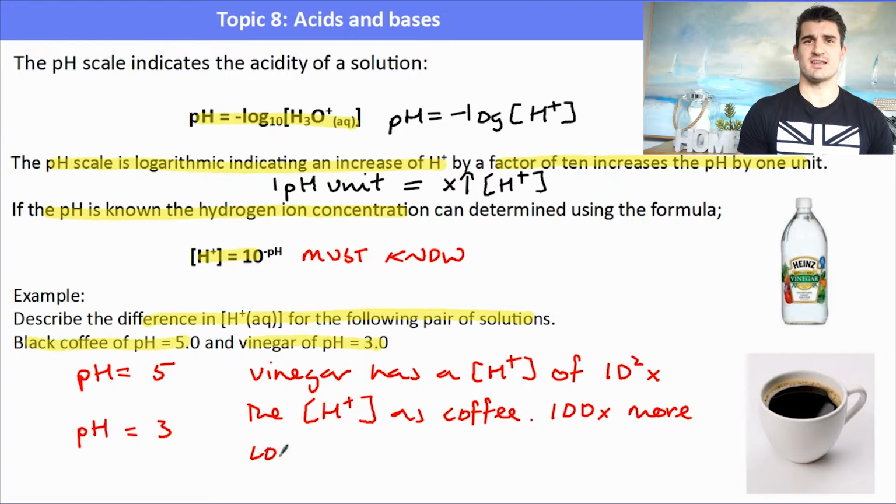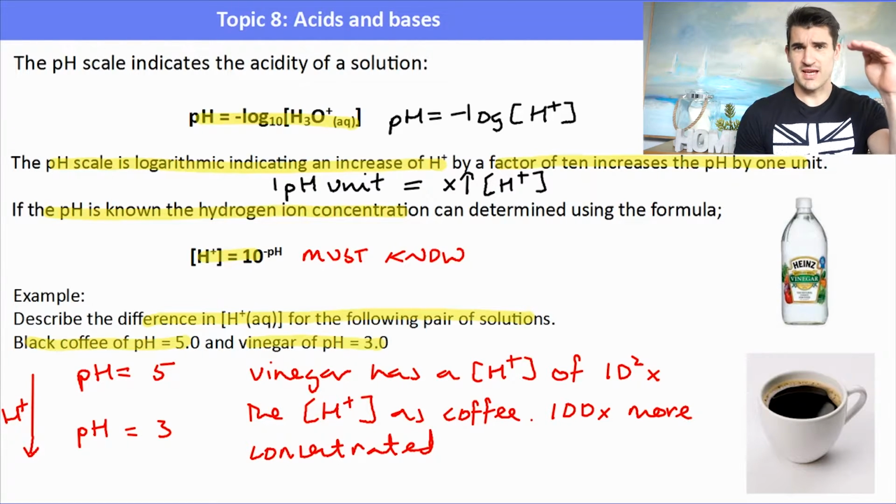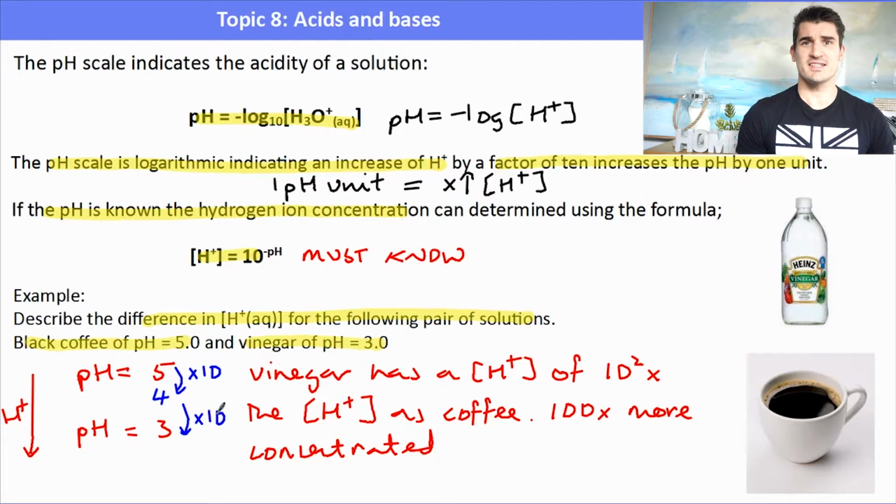Another way we can start to think of this is every time we move down a pH unit, we're increasing the acidity by a factor of 10. So if something drops from pH 5 to pH 4, that's a 10 times increase in the acidity, and then from 4 to 3, that's another 10 times increase in the acidity.